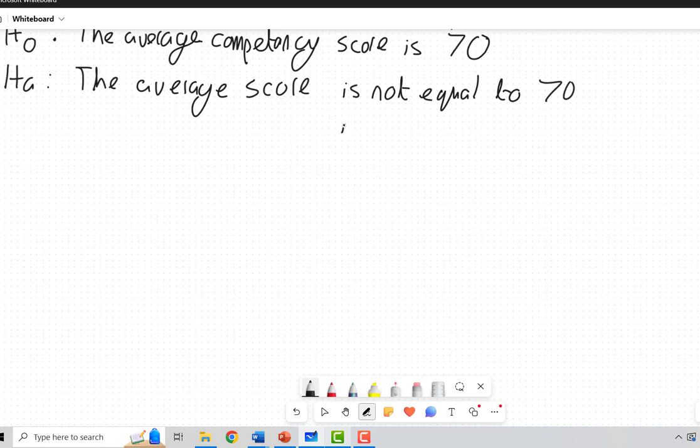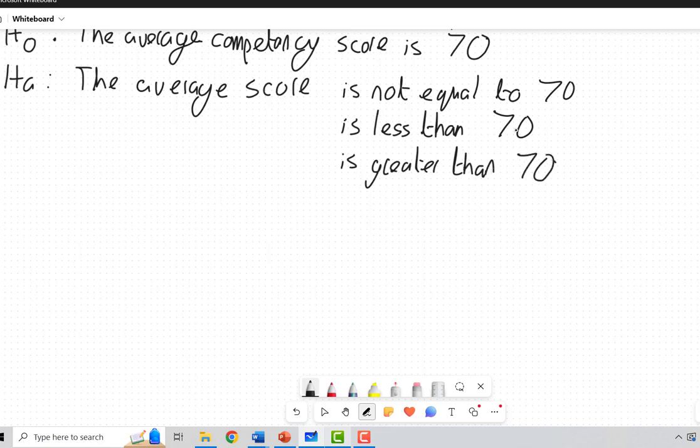Is less than 70. And is greater than 70. Here we're looking on both sides, and on the next two, we're looking on just one side of the null hypothesis. So I'm going to do this numerically in a minute, but this is what we call two-tailed. And this is what we call one-tailed.